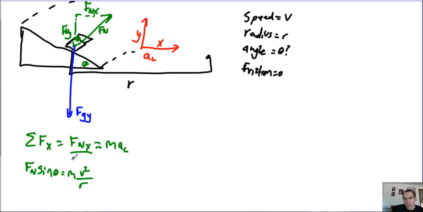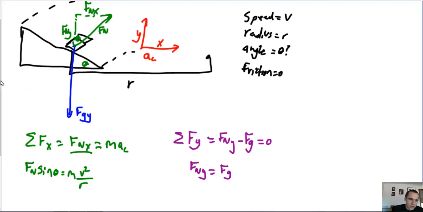I need more information. So I'm going to go ahead and move into the y direction. The y direction is a little bit simpler. The net force in y, there's two of them, F_ny minus F_g, but it's 0 because remember this thing is not drifting up or down the incline, it's not accelerating in y at all. So that tells me the normal force in the y direction is equal to the opposite of the force due to gravity.